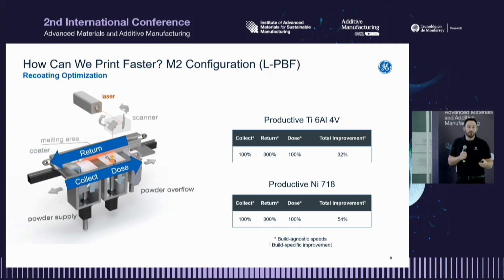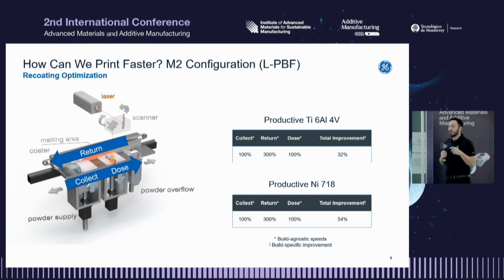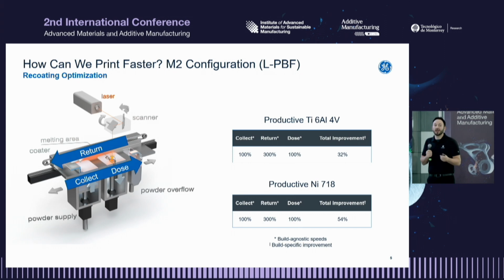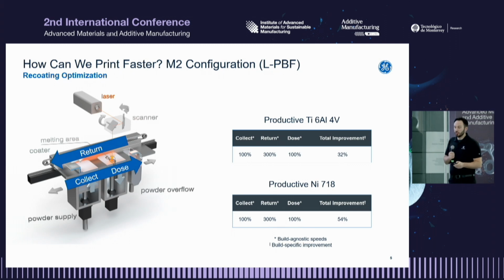So we have one build that we're using to judge the health of these improvements. Despite the fact that we've gone up to 300% faster in certain parts of this build, I'm still getting something like a 32 or 54% improvement. I'm not going 4 times as fast as I once was. Certain parts, yes. The whole process can't be done just through recoater optimization.